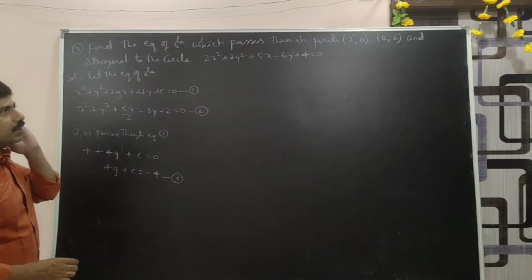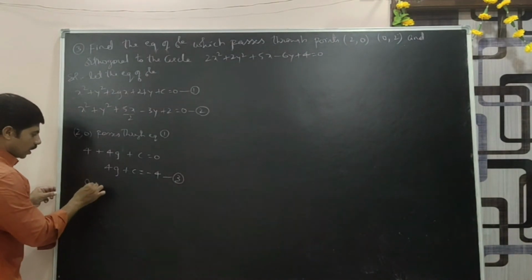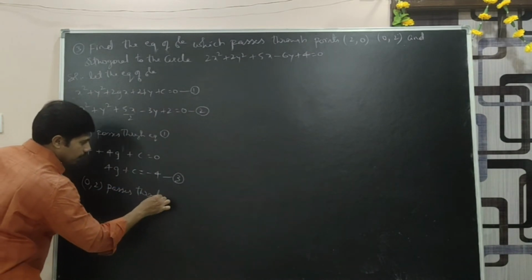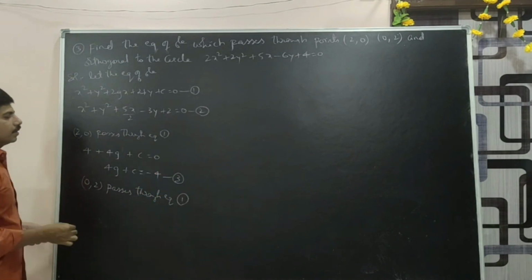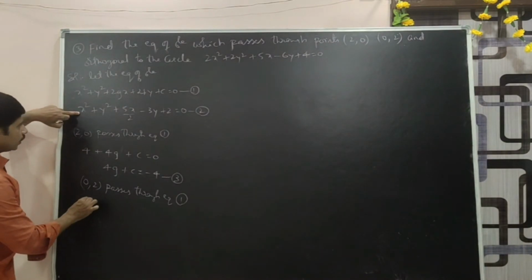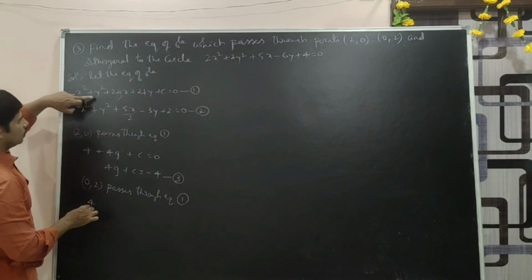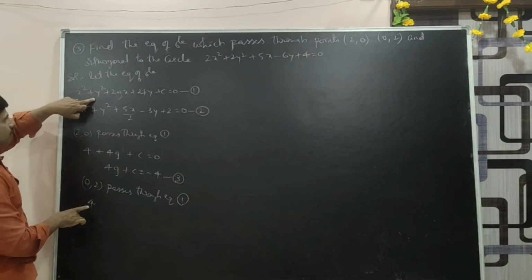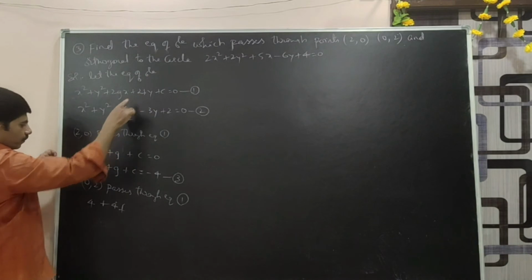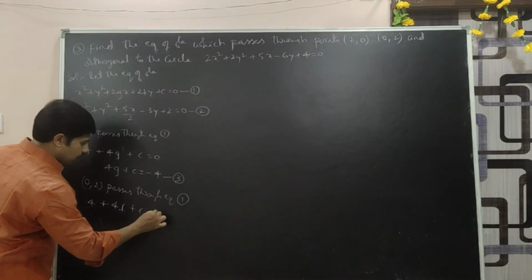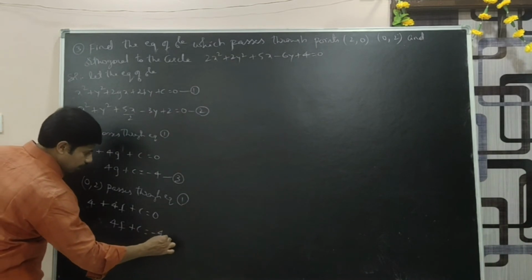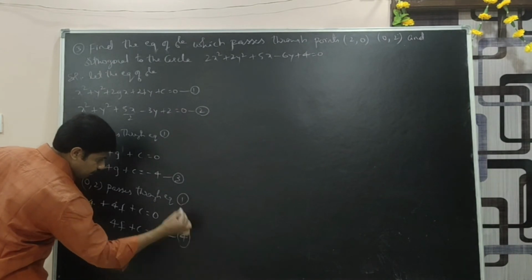After that we have one more point, that is 0, 2. So 0, 2 passes through equation 1. Okay, so now this 0, 2 will substitute. So this will become 0 and this will become 4. So 0 plus 4 and this is 2g into 0, plus this time we get 4f, 2f into 2, 4f plus c is equal to 0. So the equation is 4f plus c is equal to minus 4, equation number 4 we got.